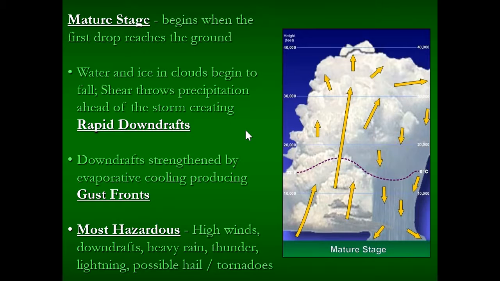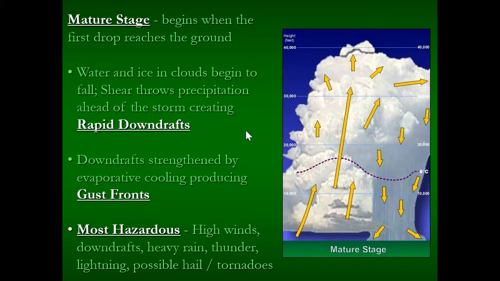If you've ever been standing outside right before a large thunderstorm, you could feel the temperature get really cool all of a sudden and the winds start. That's the gust front of the thunderstorm. That's the evaporative cooled air hitting the ground and gushing forward, and you feeling that.